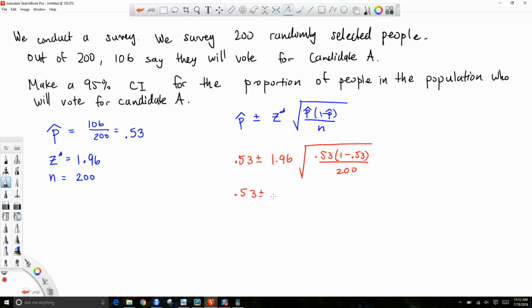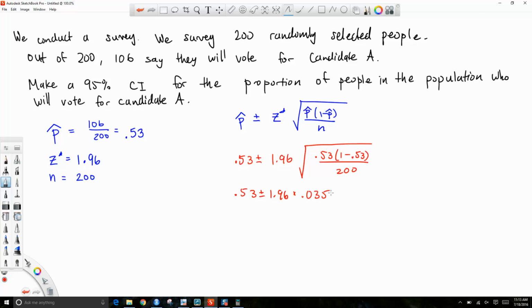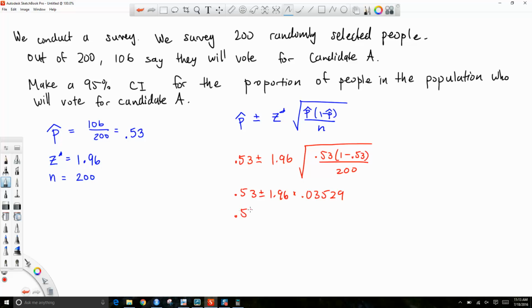0.53 plus or minus 1.96, and then let's compute this out. So it's going to be the square root of 0.53 times 1 minus 0.53, close parentheses, divided by 200. I get 0.03529. Okay, I'm going to multiply that times 1.96. I get 0.069. So I have 0.53 plus or minus 0.069.